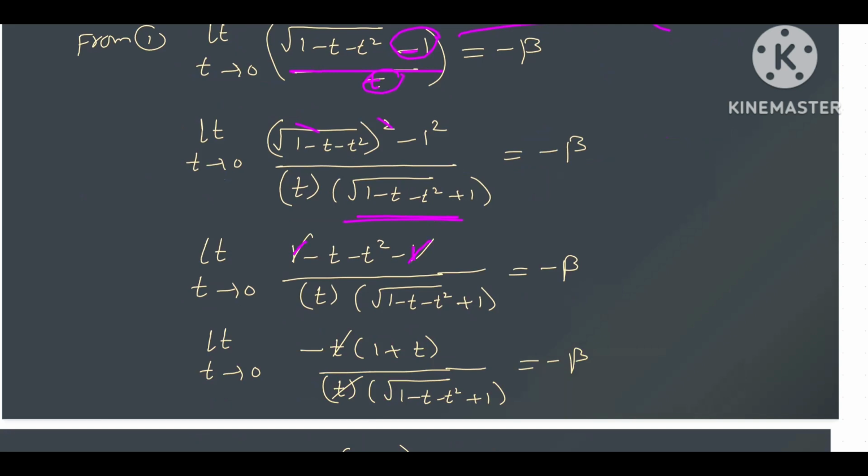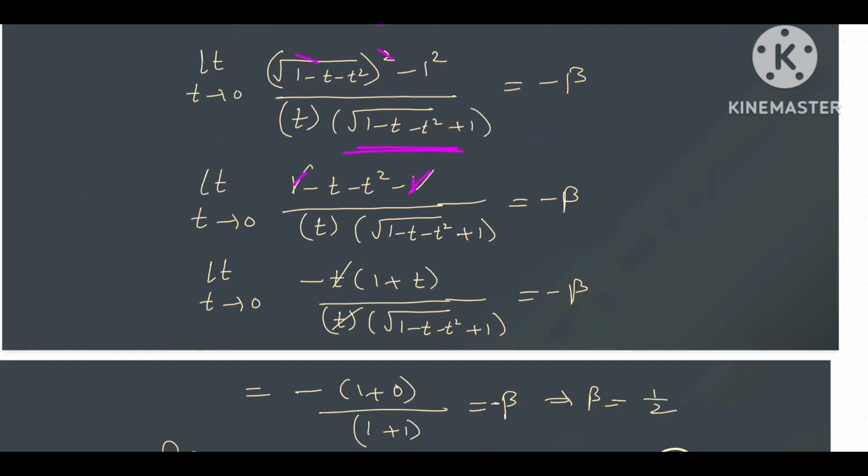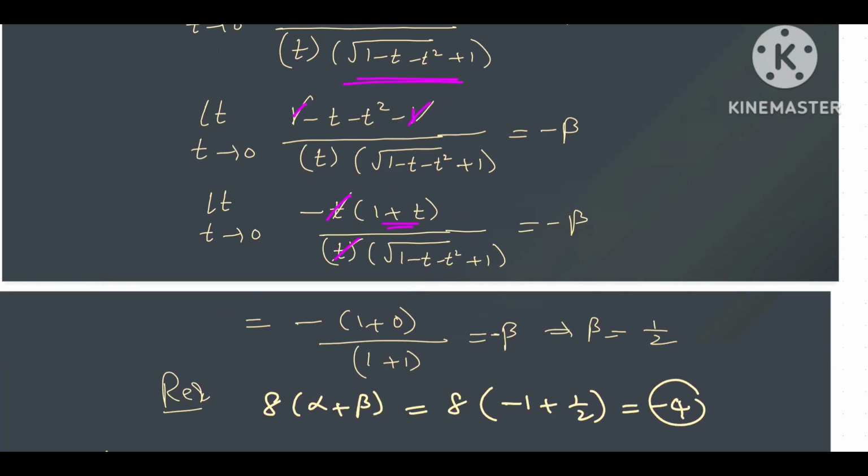So limit t tends to 0. Here you take minus t common, so the rest of the value is 1 plus t inside, divided by t times root under 1 minus t square plus 1, equal to minus beta. Here t and t get cancelled. After that, in place of t, we write 0. What we get here? Minus of 1 plus 0, by 1 minus 0 plus 1, so that is 2 in the denominator. So minus beta is equal to minus 1 by 2. Both sides minus get cancelled, so beta we get 1 by 2.